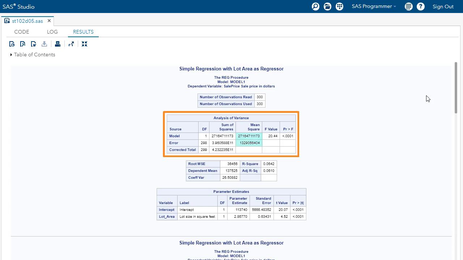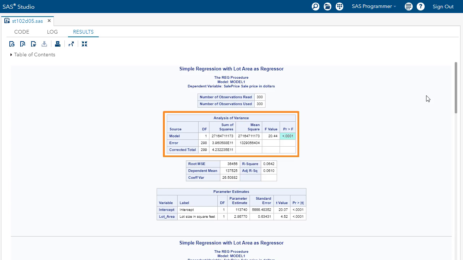Recall that the mean squares are calculated as the sum of squares divided by their corresponding degrees of freedom. And dividing the mean square model by the mean squared error computes the F value. In regression, the degrees of freedom are calculated as the number of parameters minus 1. In this case, 2 minus 1 equals 1 for the model degrees of freedom. And the number of observations used minus the number of model parameters is 300 minus 2 equals 298. The total degrees of freedom are the same as before, n minus 1.